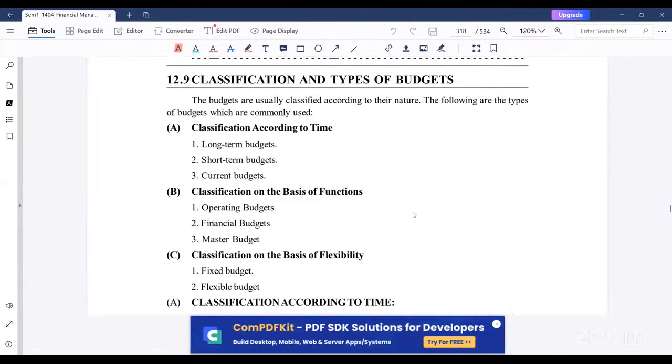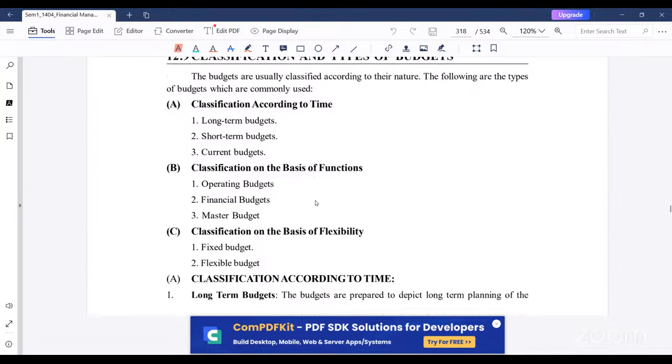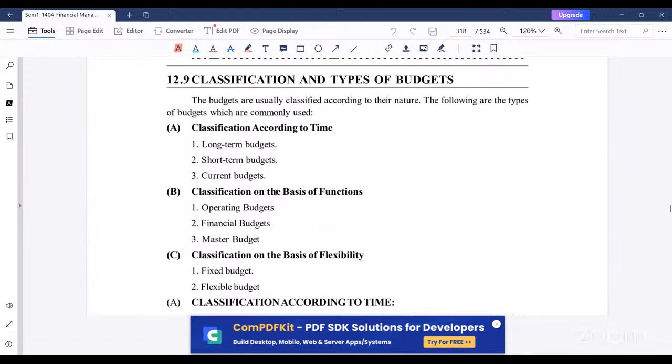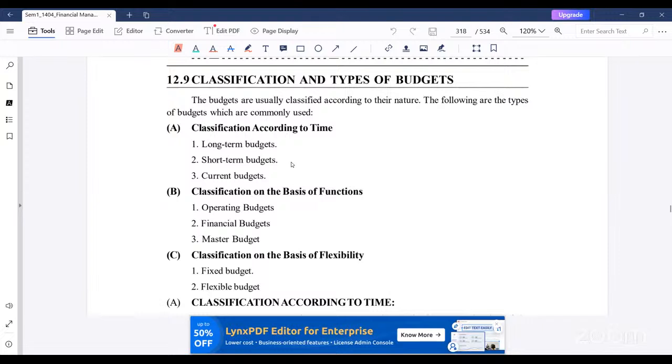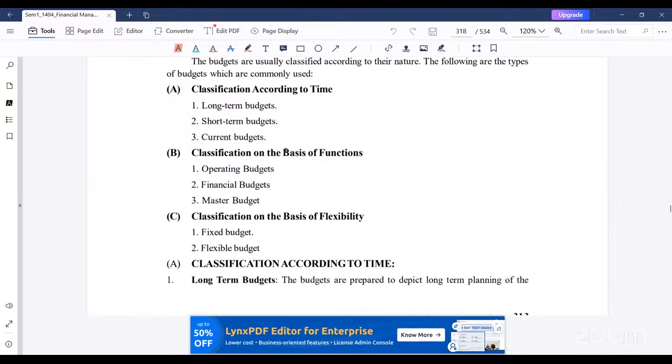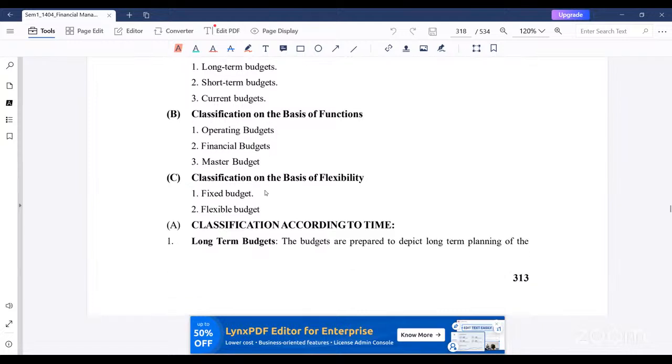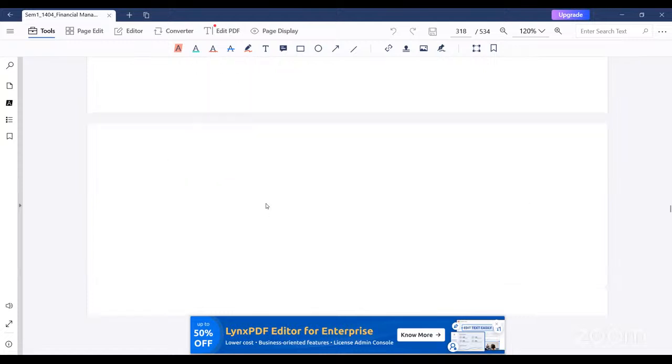Here, looking at the classification and types of budgets, these are commonly used: classification according to time, classification on the basis of functions, and classification on the basis of flexibility. According to time, we have long-term budgets, short-term budgets and current budgets. Based on functions, we have operation budgets, financial budgets and master budgets. On the basis of flexibility, we have fixed budget and flexible budget.